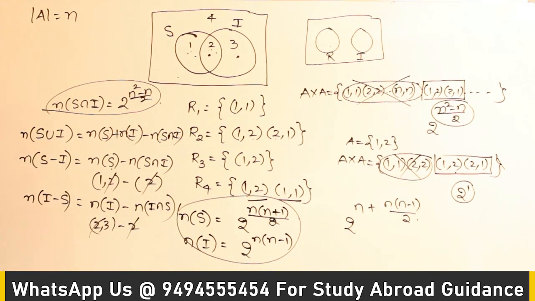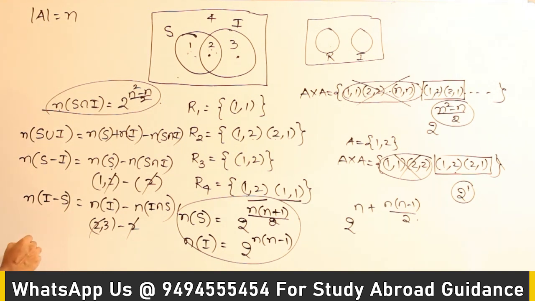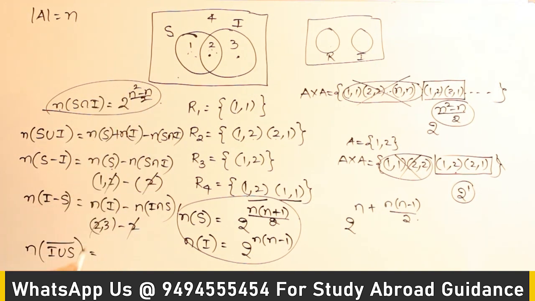Now they might ask you, what are the relations which are neither symmetric nor irreflexive, which means they are talking about region 4, right? So they are trying to ask n of I union S complement. So what does it mean? Neither irreflexive nor symmetric. So how can you find out region 4?